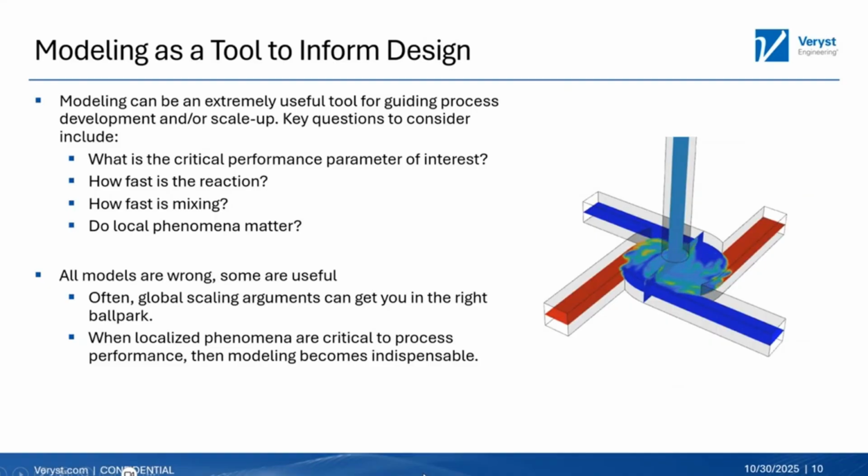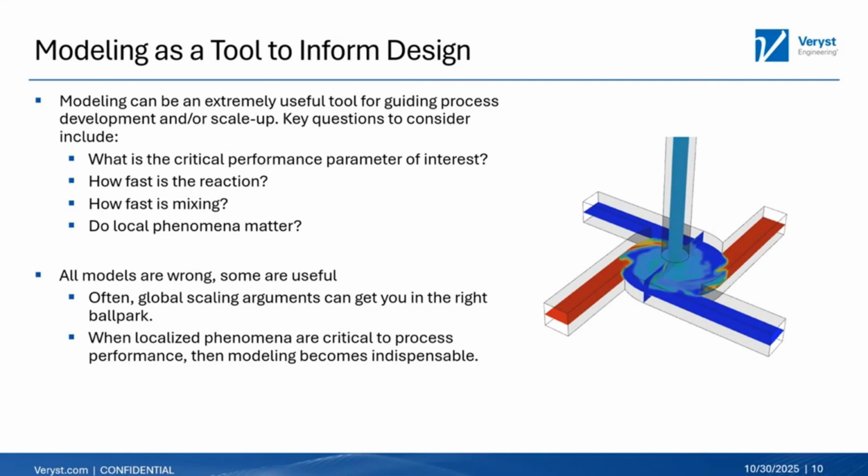So the topic that we're here to discuss today is how we use modeling as a tool to inform design. Modeling can be useful in a number of ways for process development and/or scale up. Some of the key questions that we consider when we think about a modeling effort to inform the design of some chemically reacting system is, what is our critical performance parameter of interest? Is what we're interested in a global conversion rate? In other words, A plus B goes to C, and we want to understand the kind of macro performance of a device. Or do we care about something like reaction selectivity or intermediate byproducts that are perhaps more complicated to predict?